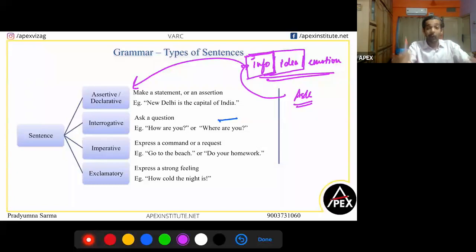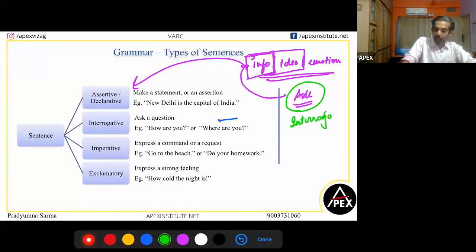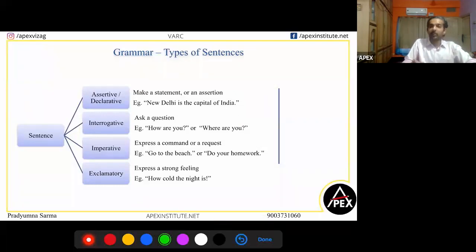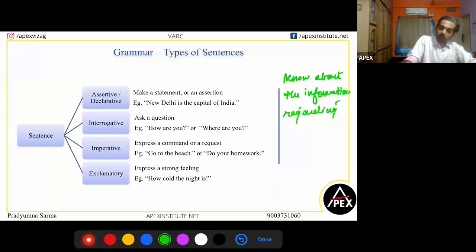Moving forward, if I want to ask you anything, that is an interrogation. So it becomes an interrogative sentence. So any idea that you are communicating with respect to a question becomes an interrogative statement. For example, maybe you want to know the information regarding my health.